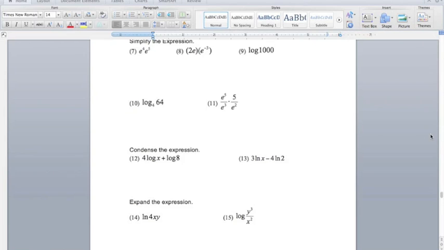Okay, our next section asks us to simplify the expression. When it asks us to simplify, we're not going for decimal answers here. We still want exact answers. We just want to take care of any power rules or log rules that we can apply. So if I have e to the 4th times e to the 5th, what do we do with exponents when we're multiplying?